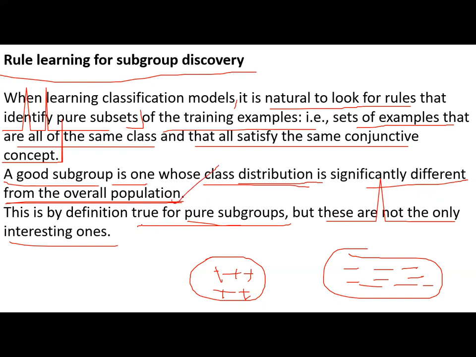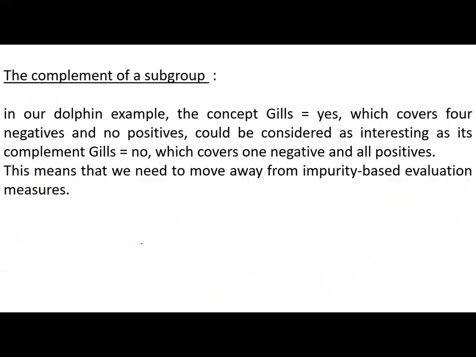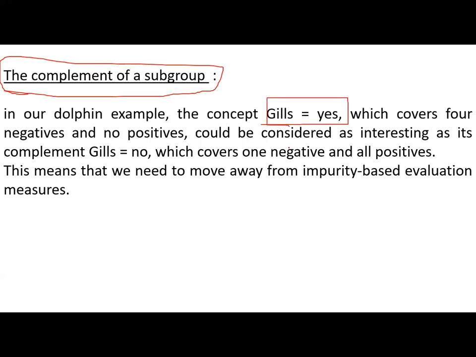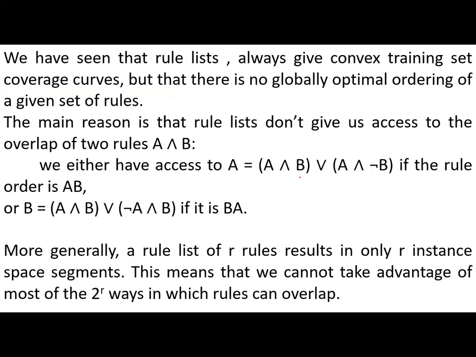By this definition, all pure subgroups are covered. But we will see that this is not always the case. For example, what is the complement of a subgroup? In our dolphin example, consider the concept Gills = S, which covers 4 negatives, my dear friends, and no positives. Let us see that.